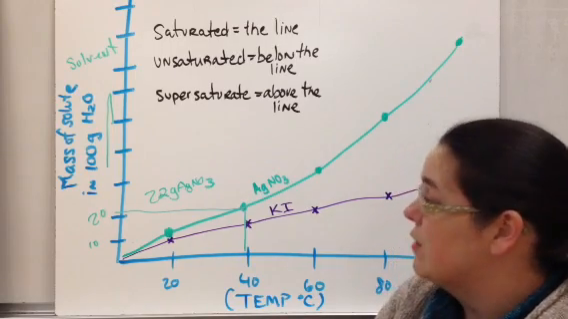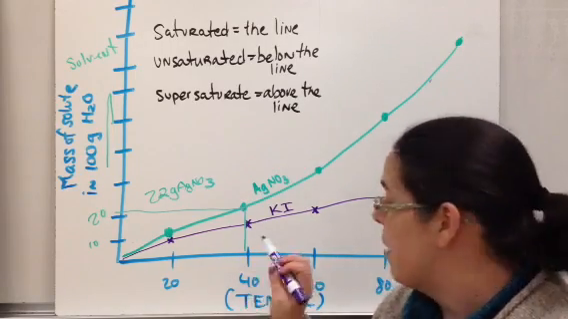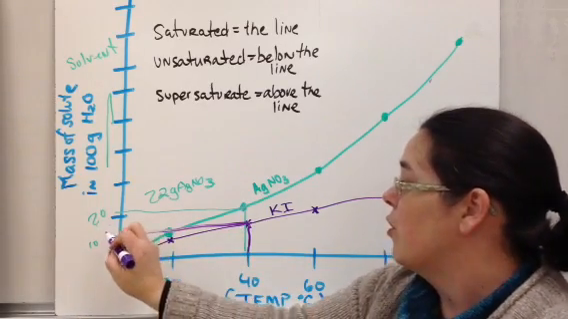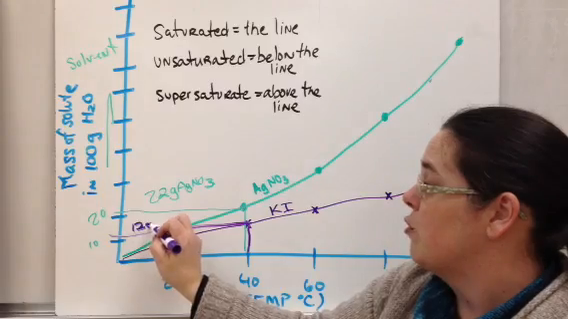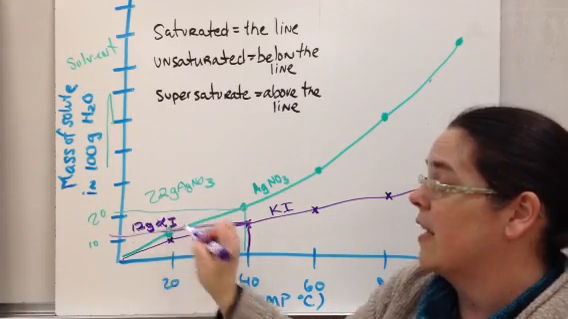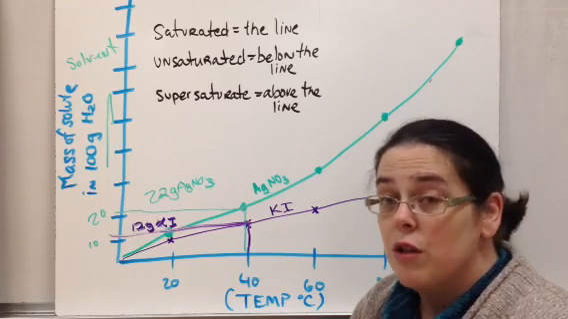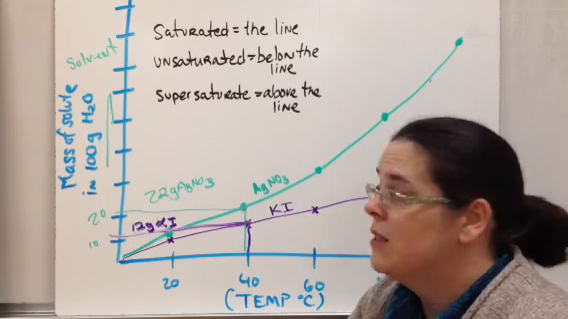What about 40 degrees for potassium iodide? Can we get the same amount? So 40 degrees, we go up to the KI line, we pull it over, and we find that there's about 12 grams of KI that can be dissolved at 40 degrees. That's our saturated solution. So what about supersaturated and unsaturated?